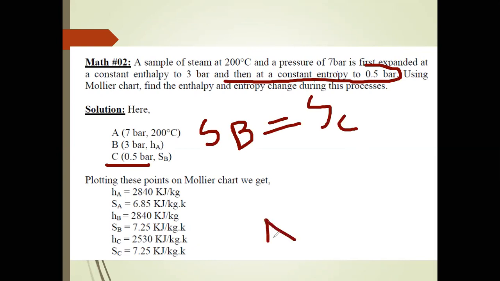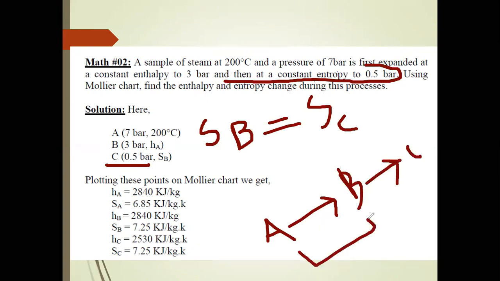There are 3 points. One is A. From A it first goes to B, then it goes to C. So there are 2 processes, from A to B and then B to C. In the A to B process it is constant enthalpy, so HA equals HB. And from B to C it is constant entropy, so SB equals SC.